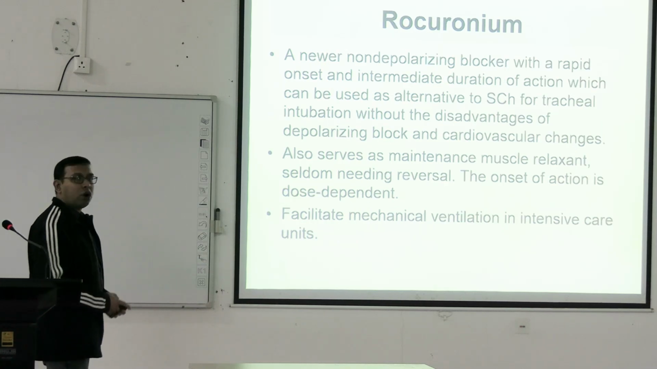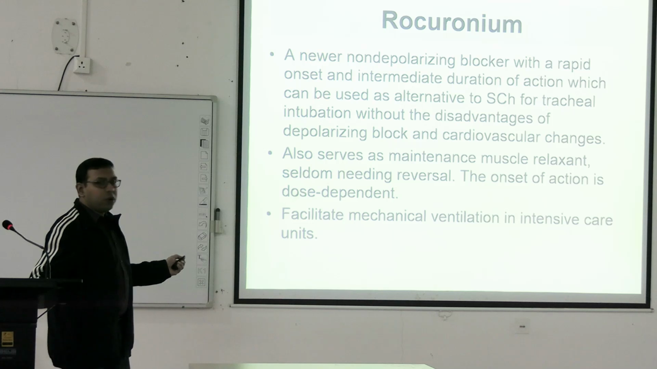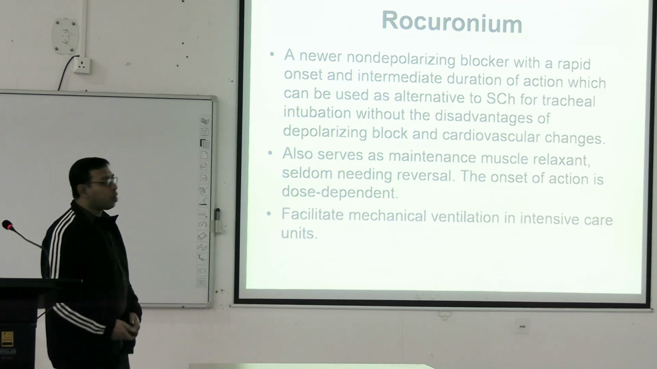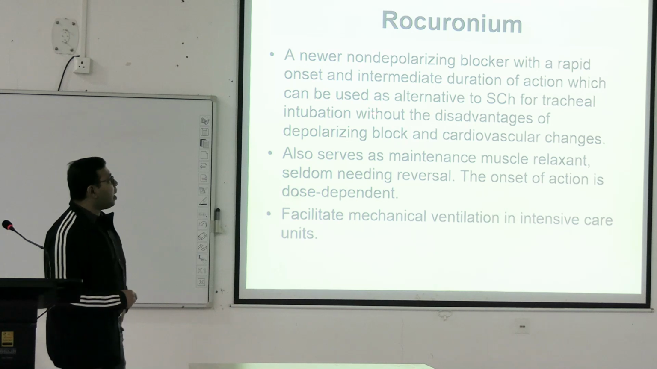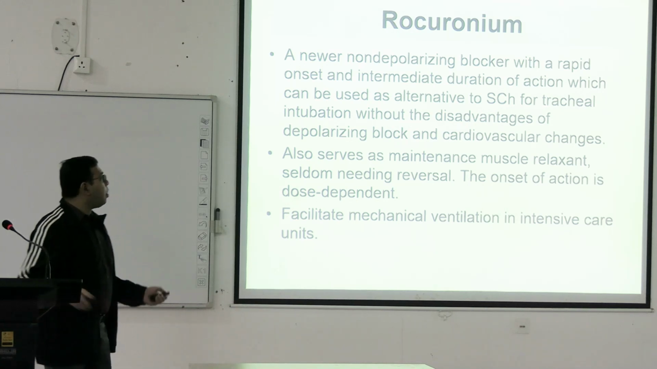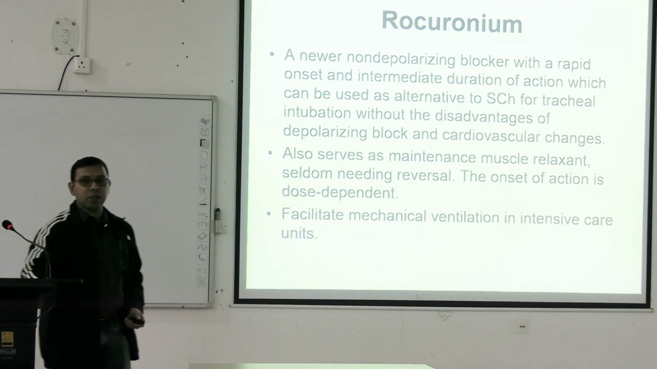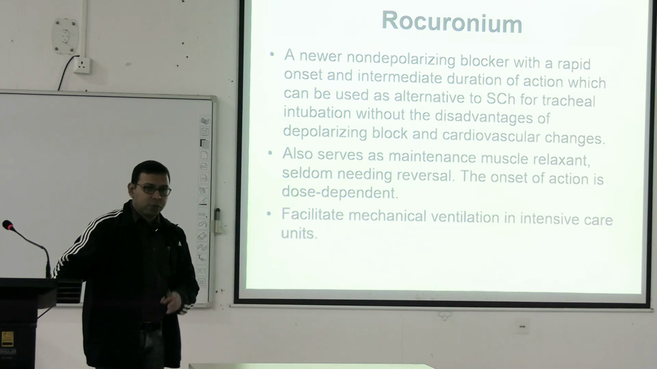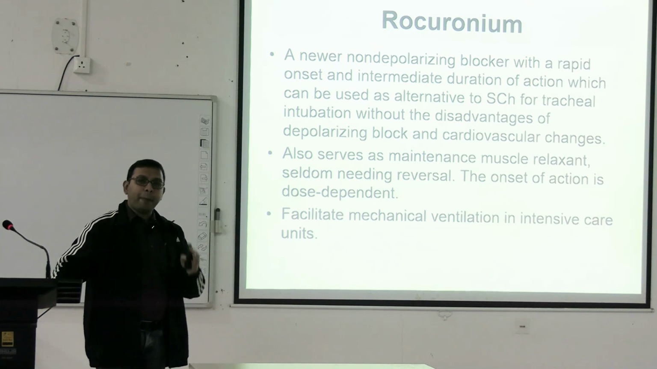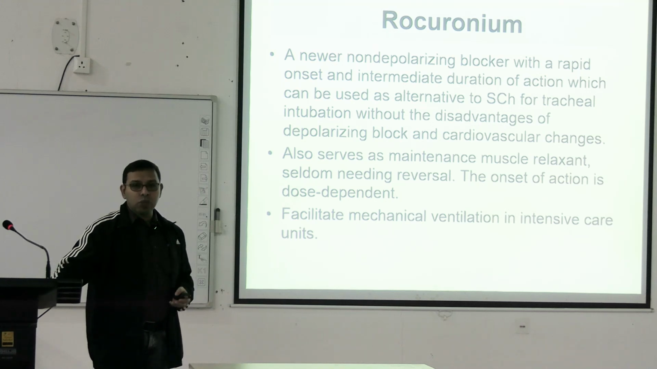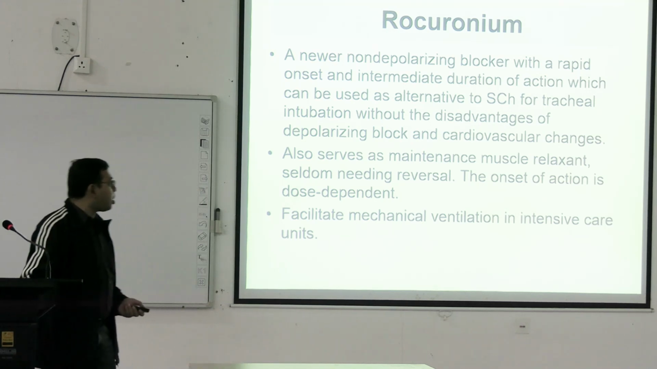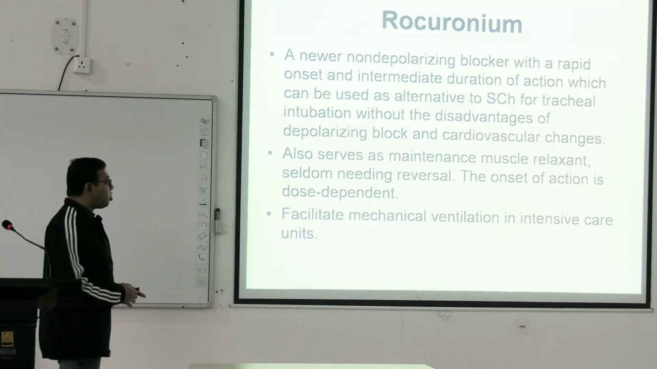Rocuronium is a newer non-depolarizing or competitive blocker with a rapid onset and intermediate duration of action, which can be used as an alternative to Succinylcholine for tracheal intubation without the disadvantage of depolarizing block and cardiovascular changes. Succinylcholine we will come to later, usually commonly used. Apart from Succinylcholine, Rocuronium is now gaining more and more usage in endotracheal intubation because it has a rapid onset.